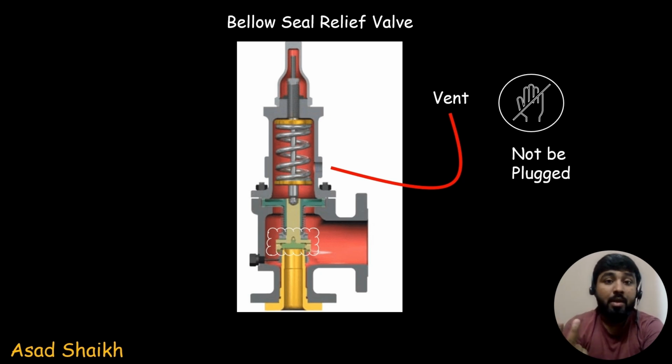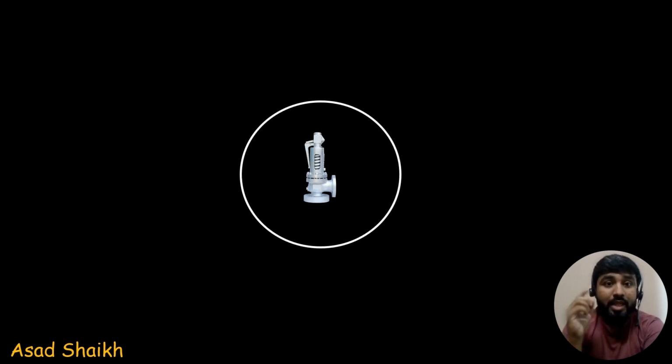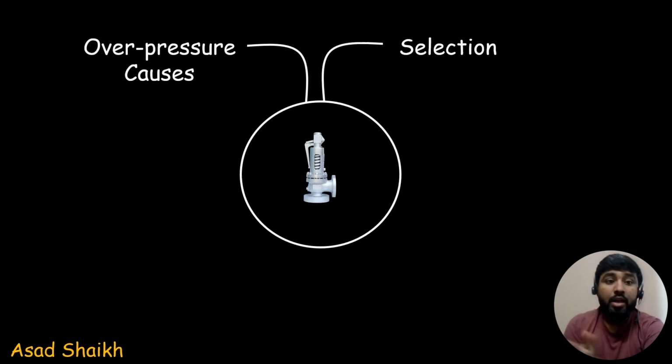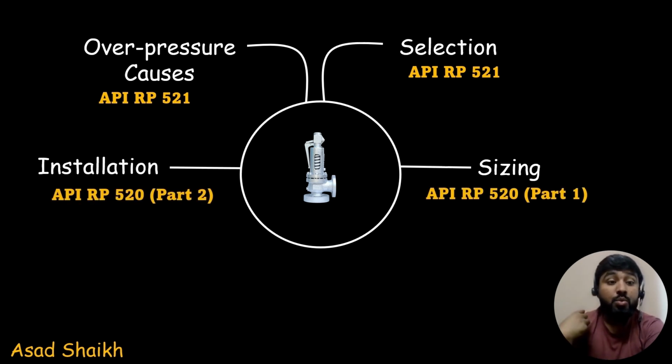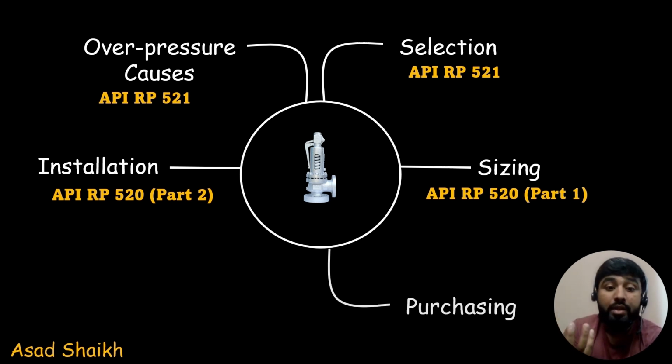Because a relief valve is your last point of action to save your plant, people. Let us quickly have a look at what we have learned so far. For overpressure causes and for selection, you might love API 521. Then for sizing, you might love API 520 Part 1. For installation, you would love API 520 Part 2. But that being said, one very important thing is, once you have done all of this, then comes the important part of purchasing it. And there are a lot of intricacies involved when it gets to purchasing of your relief valve. What are those? Let's look into that.